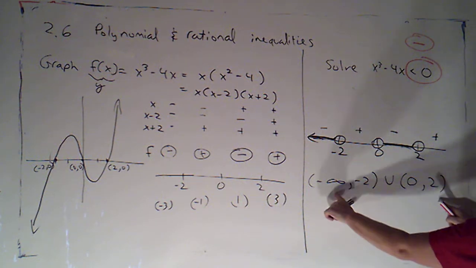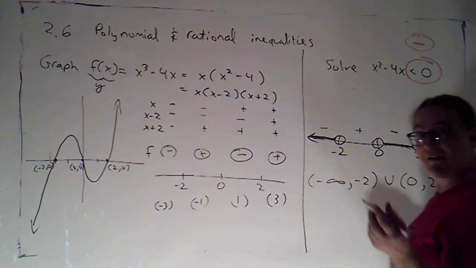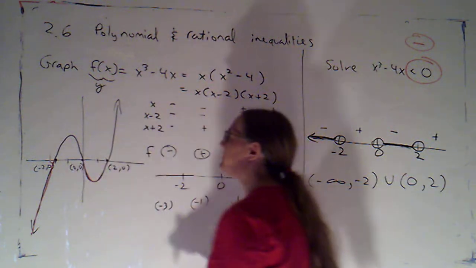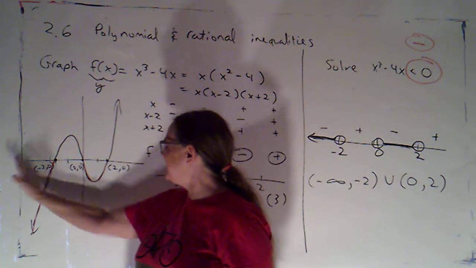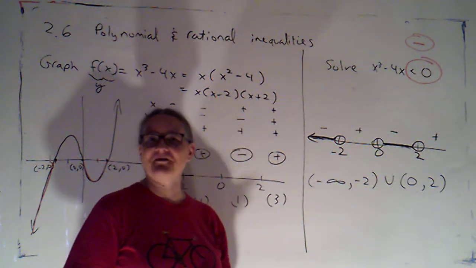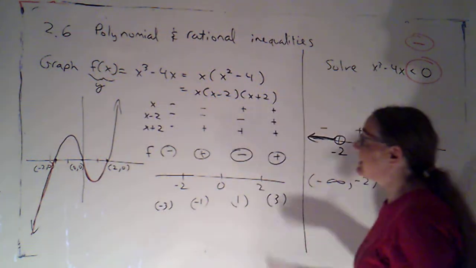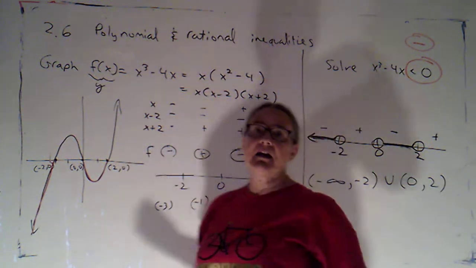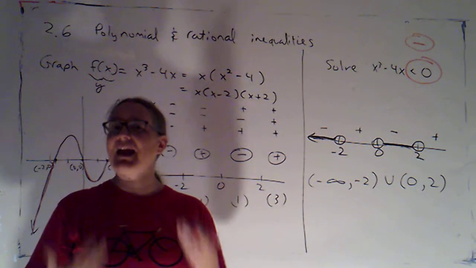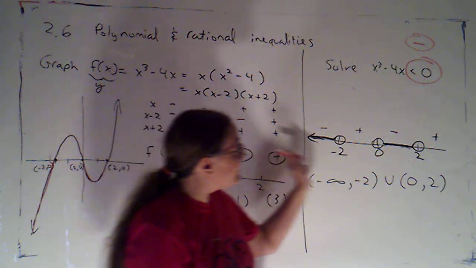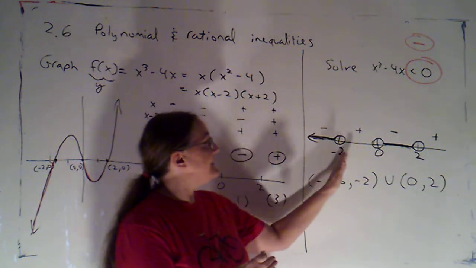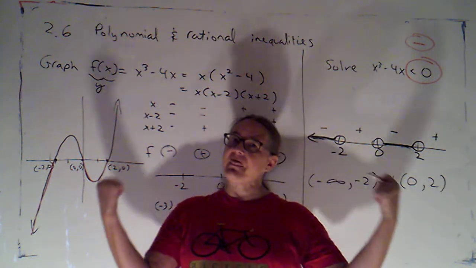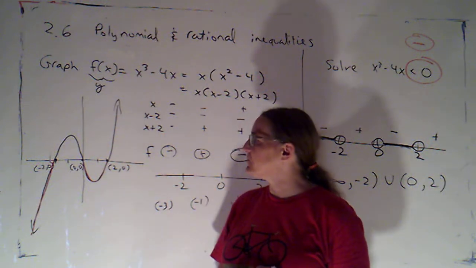The connection that this has with this is if I look over here, where was my function negative? Where it was below the x-axis, and that was to the left of -2 and between 0 and 2, which is what we've said right here. So the difference is that here I was looking for a graph in the xy plane. Here I was just asking a question about some x values. But creating a number line, finding the places where things could change sign, and testing the resulting intervals, that work is the same for both sorts of problems.